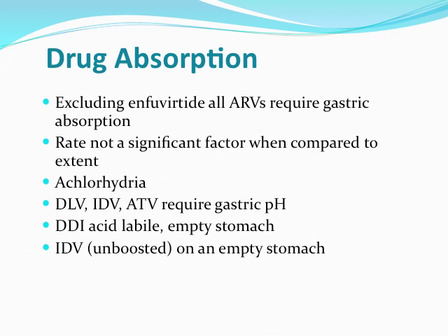Excluding enfuvirtide or T20 injections, all antiretrovirals require gastric absorption. The rate is not a significant factor compared to the extent of the absorption because this is a chronic disease, so we don't need the rapid onset of action, unlike some of our other infections. Some of our HIV patients have achlorhydria, so that may hinder the absorption of these medications. Some drugs actually require a gastric pH for absorption, so we tell our patients to take it on an empty stomach or space it apart from acid-suppressing agents.